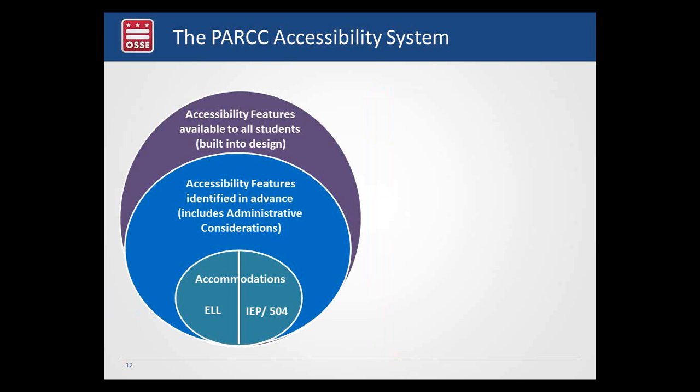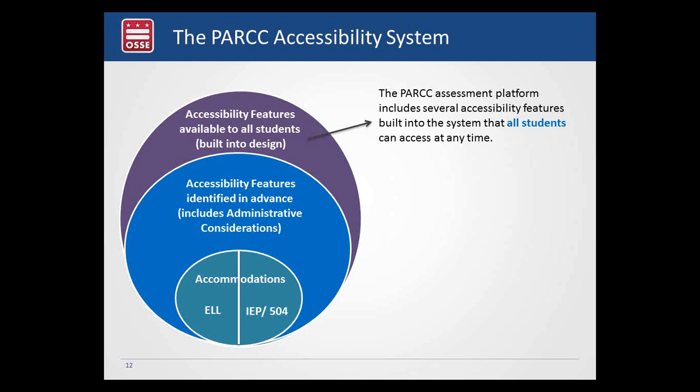The PARCC accessibility system is very specific in how they name certain features and who qualifies for certain features. This structure can also be generally applied when you think about other statewide assessments, such as the DC Science Assessment. Accessibility features are actually still accommodations, but they are available to more than just students with disabilities. They are actually available to all students, and so that's why they have a different name.